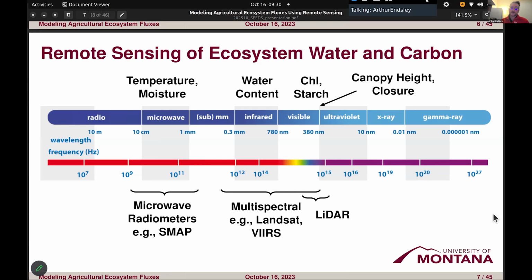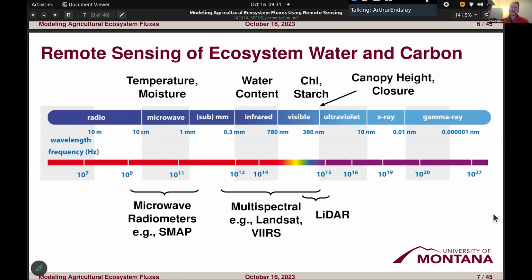At infrared to visible wavelengths, we now have the multi-decades of measurements from Landsat, from the Earth observing system. And at these wavelengths, we're sensitive to water content. We're also sensitive to biophysical compounds in leaves like chlorophyll and starches. And then also at the high energy edge of that visible spectrum, we also have LiDAR or laser altimeters.